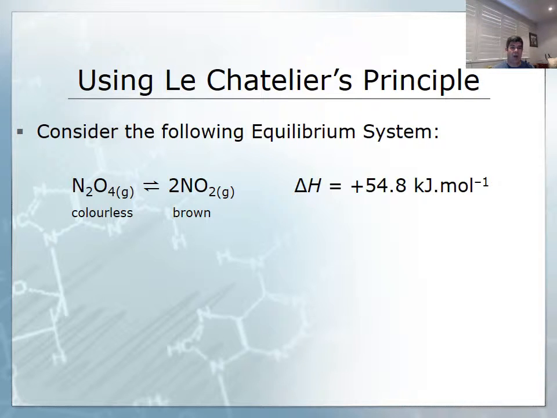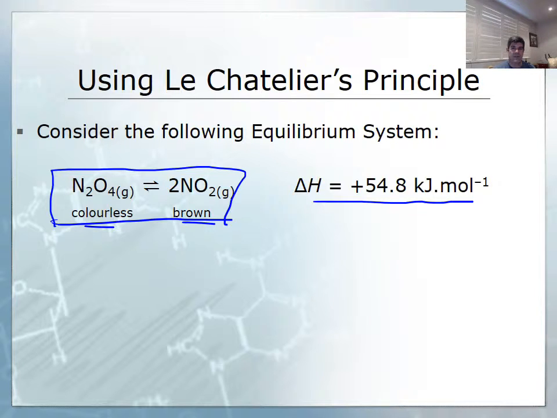Here's an example of an equilibrium system between colorless dinitrogen tetroxide and brown nitrogen dioxide. Each of these can exist in a closed vessel, so obviously it's going to have to be a closed vessel if equilibrium is going to occur. And therefore we will have both species existing. You can also see from the way that this is written that this has a positive delta H value. A positive delta H value means the forward reaction is endothermic. So it would actually get cool.